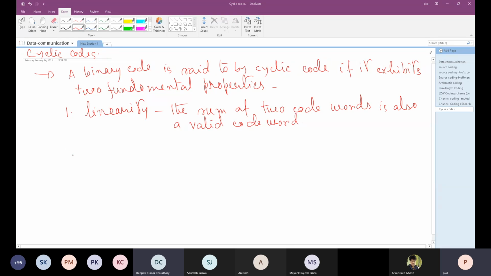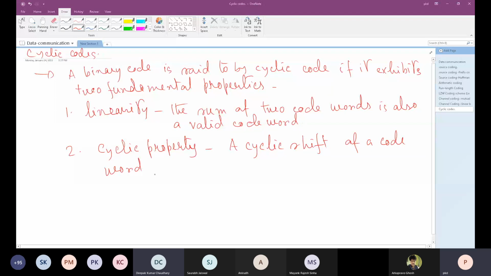Then number two is the cyclic property. The cyclic property is any cyclic shift of a code word is also a code word, also a valid code word.